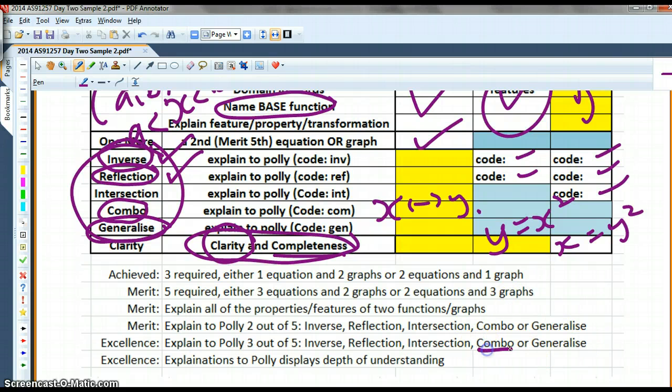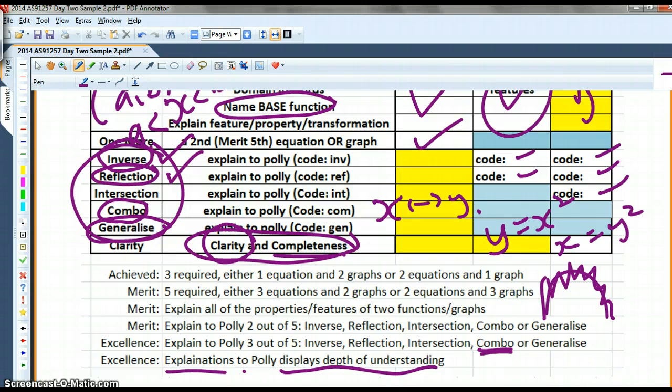Okay, so that combination just means a combination graph. For example, we had a parabola added to a sine wave, or something like that. You might get the chance to add something like that in and then explain well enough to get your E. So we're really looking for a depth of understanding.